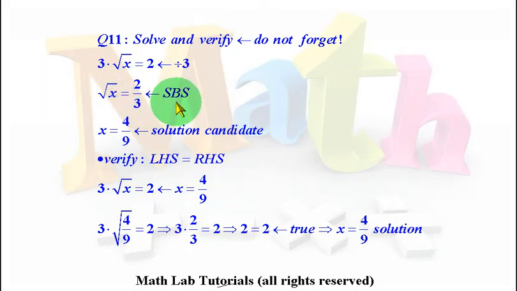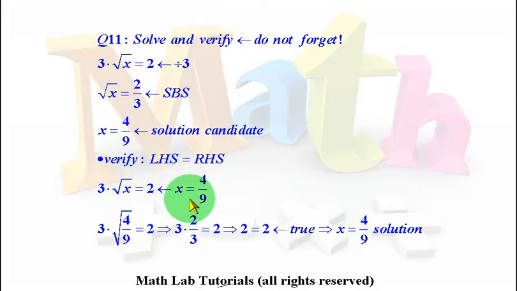And now we square both sides. On the left, the square root of x all squared is x. And 2/3 all squared is 2 squared, which is 4, and 3 squared, which is 9. And this will be our solution candidate. The next thing we do is to verify that the left-hand side is equal to the right-hand side. So we go up here and copy-paste the original equation. There it is right there. And we get our solution candidate.